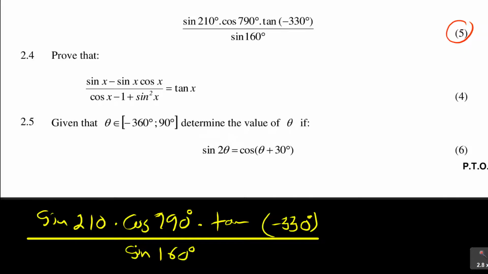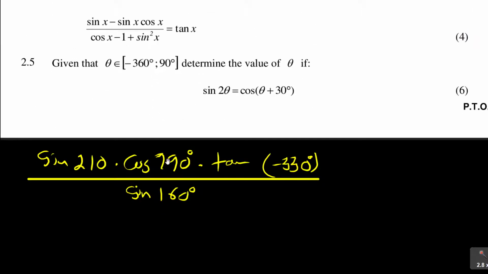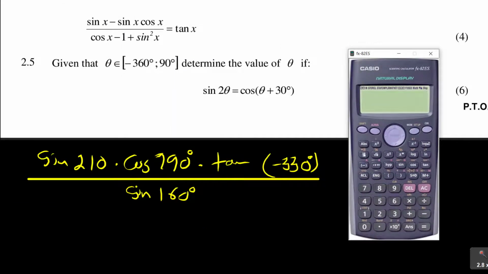5 marks. And they'll say simplify without a calculator. Guess what? That's the first thing I do. I want to use the calculator, because from there I can tell what the answer is. Why are you saying I mustn't use the calculator? What are you trying to hide? So let's do it.